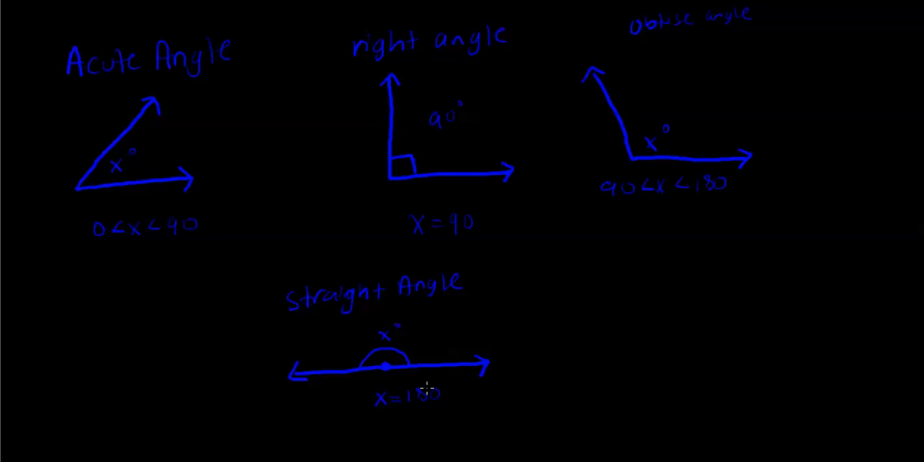Now we're going to look at different types of angles. Angles with the same measure are congruent angles. So this means that if measure of angle A equals measure of angle B, then angle A is congruent to angle B. You can also say that if angle A is congruent to angle B, then measure of angle A equals measure of angle B.